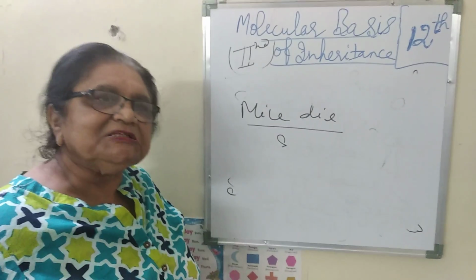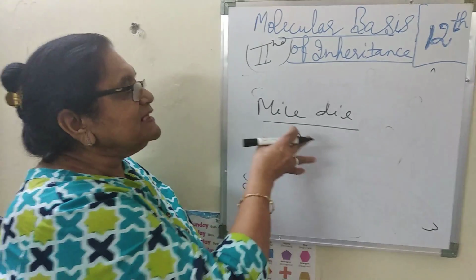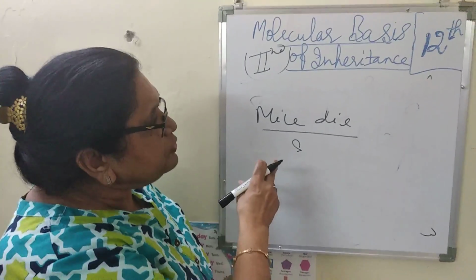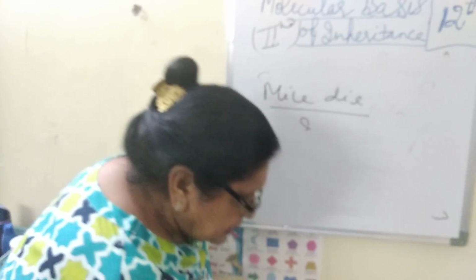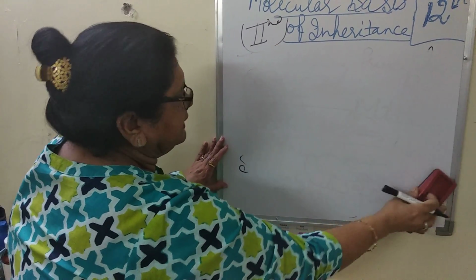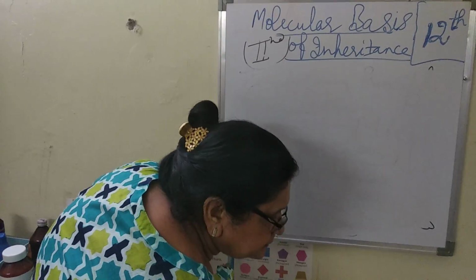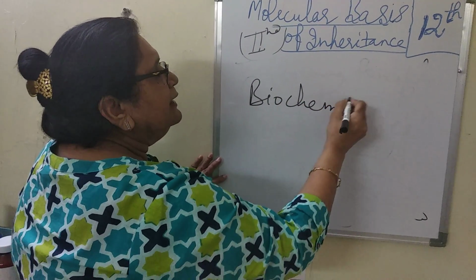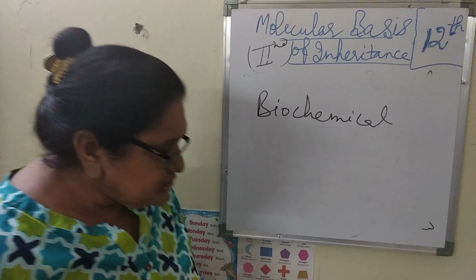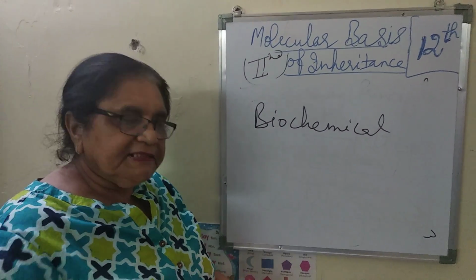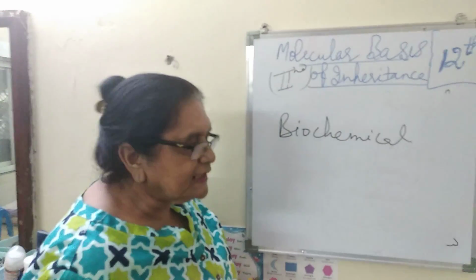Explain the Griffith experiment. This experiment was done by Griffith on Streptococcus pneumoniae, which causes pneumonia. Then comes the second topic according to NCERT, called biochemical characterization of the transforming principle. This is the second subtopic given in the NCERT.